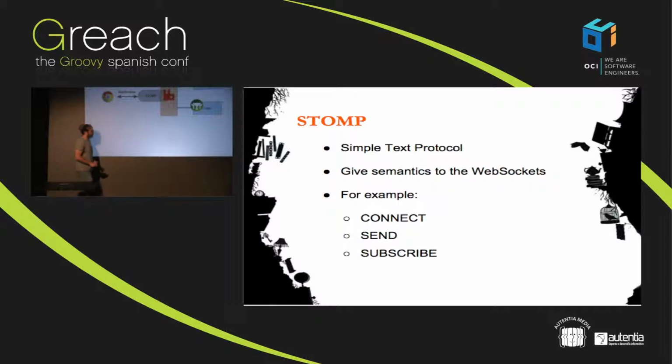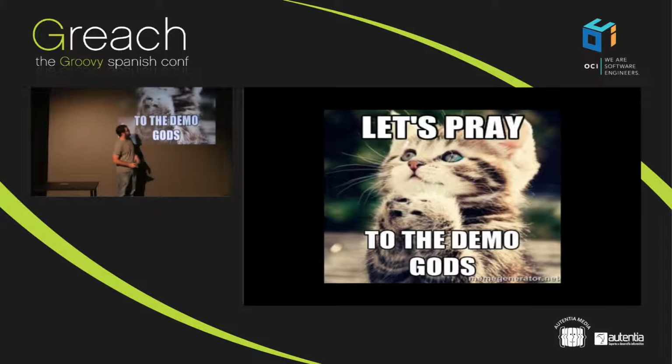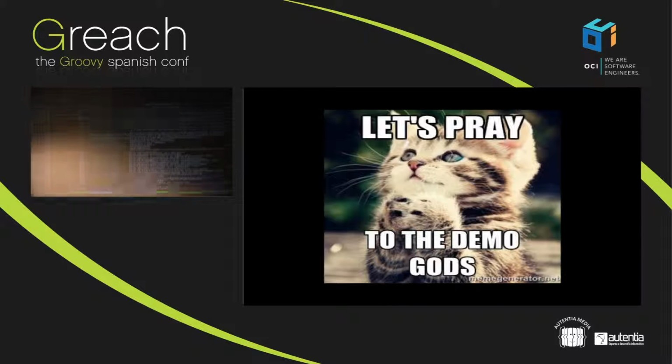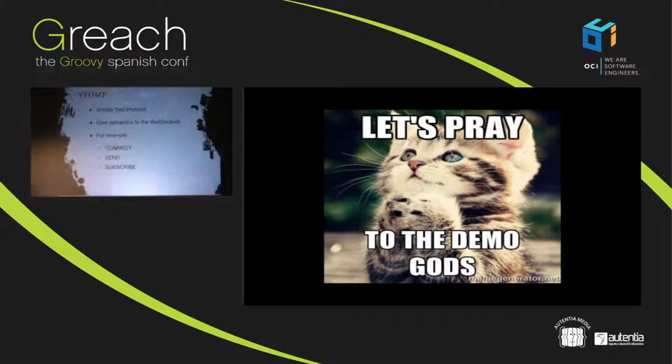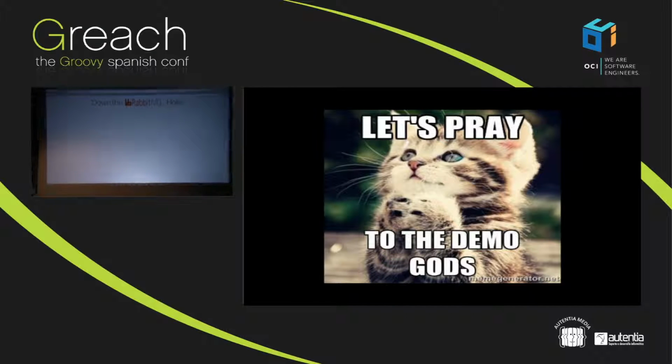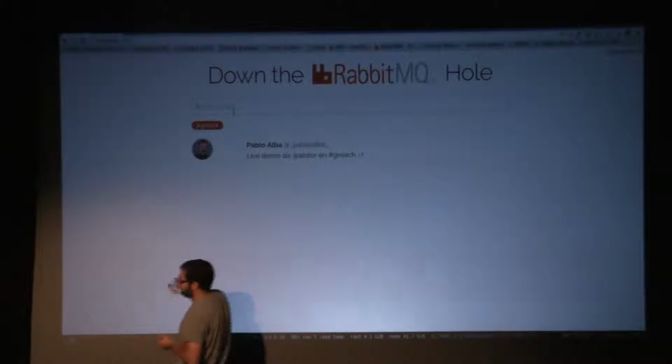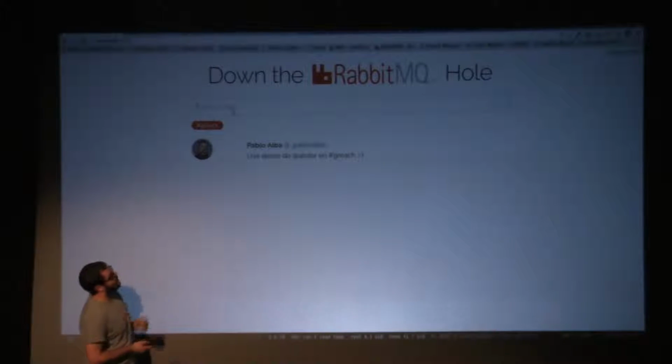So the big picture is more like this. I'm going to show you a demo. I hope it works. Everything is running. Now if you tweet with the hashtag grid, your tweets will show here.